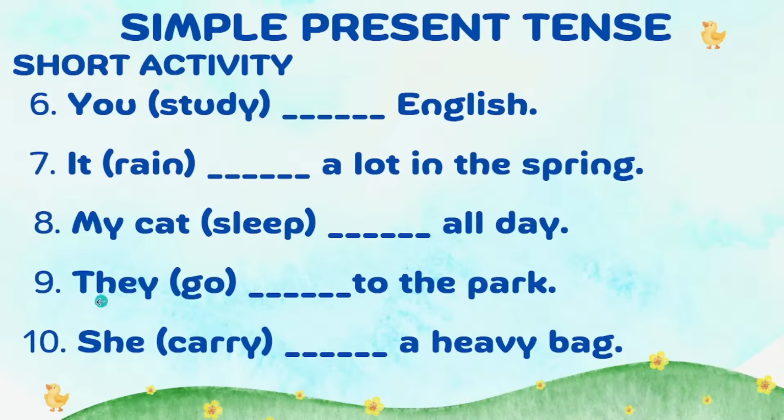Alright? When we say they, so here the irregular verb go, is it go or goes? Of course, it's going to be go only, because goes is for he, she, it. So since they is used, it is: they go to the park.